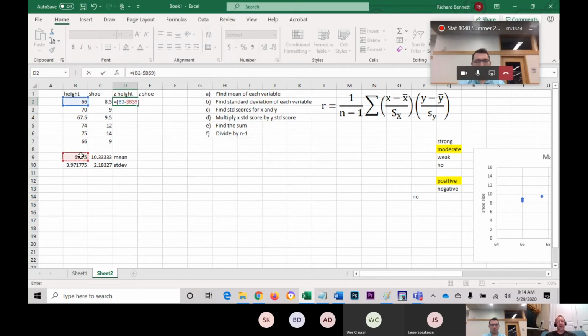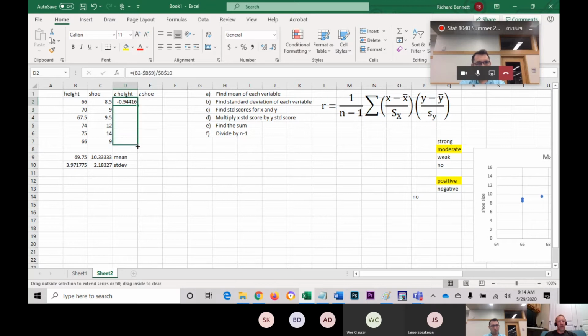And then, your numerator needs to be in parentheses when you're entering this in your calculator. And I'm going to divide it by the standard deviation. Okay. So the Z-score for the height is going to be these numbers here.